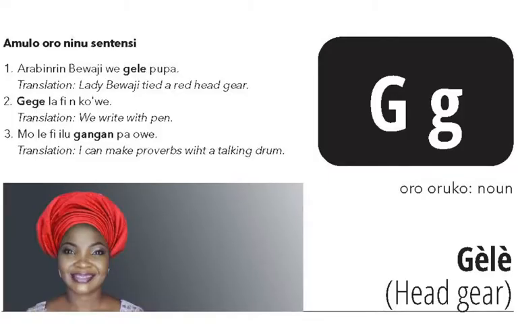This is Gi. Your G in English is pronounced Gi in Yoruba. G. Gi. Gele. Gi, E, Li, E. Gele.